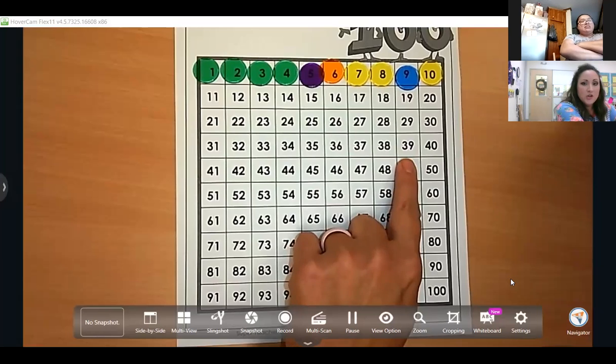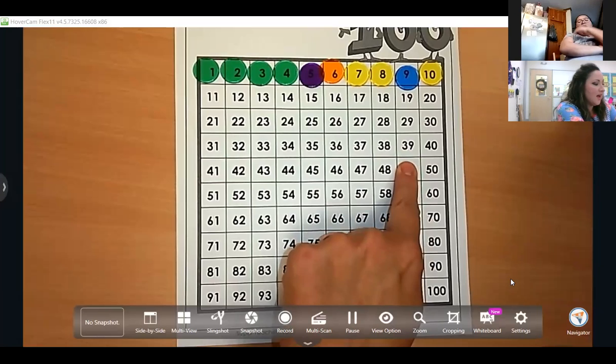So having this 100 chart that they can see the change over from the number in the nines to the tens.